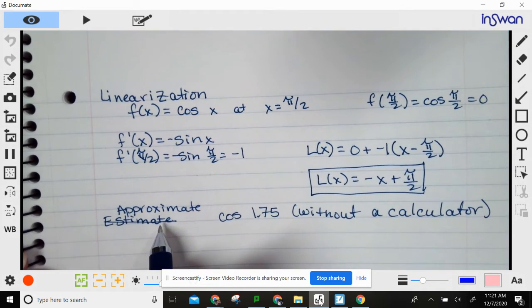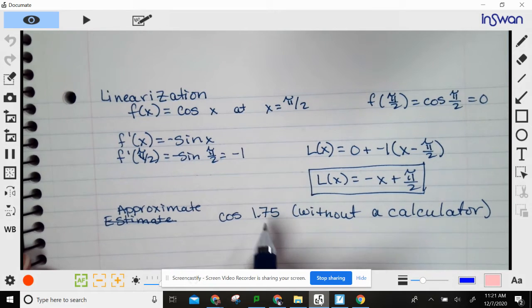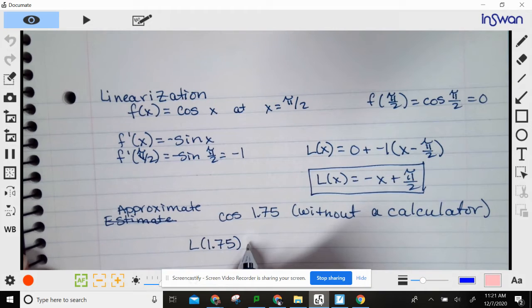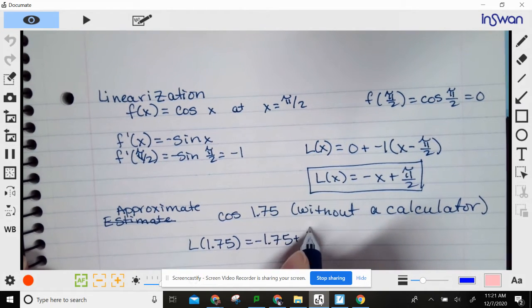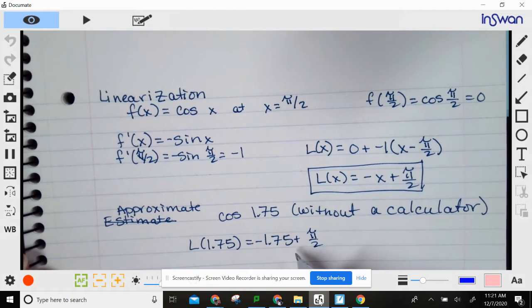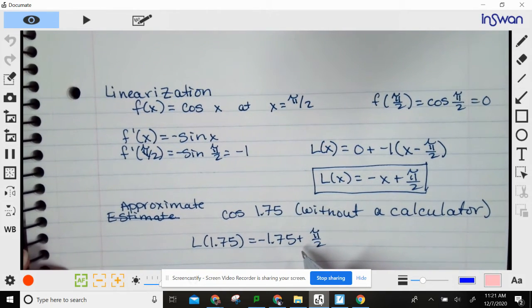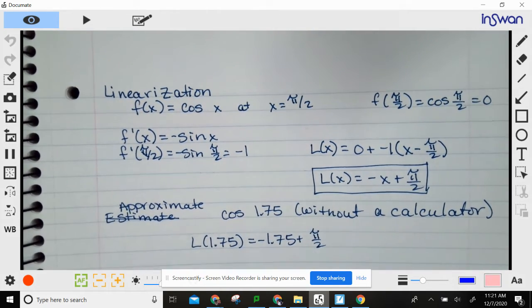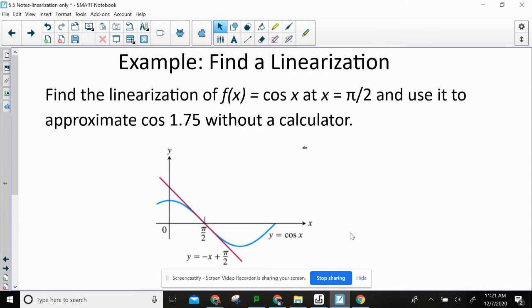We are using that to approximate cosine of 1.75. So if I put 1.75 into my equation, and we're not using a calculator, just leave it. Here's my answer, okay?